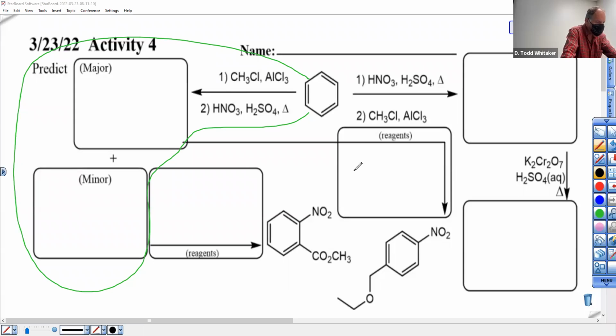All right, everybody, we're going to continue our exploration of electrophilic aromatic substitution. On these two reactions at the top of the screen, the one to the right is the same two reactions as the one to the left, except the order's been reversed, and that actually changes the result. The reason is, in step one going to the right, you're putting a nitro group on the benzene first.